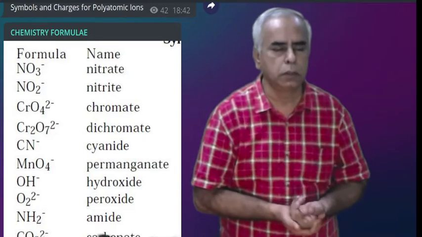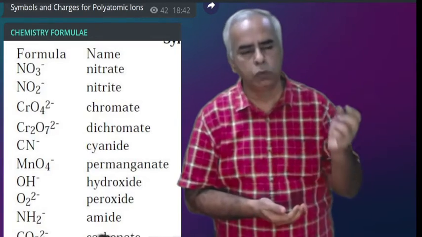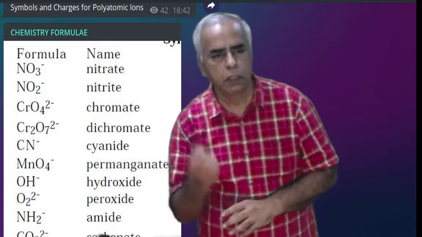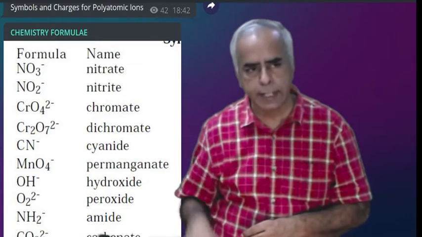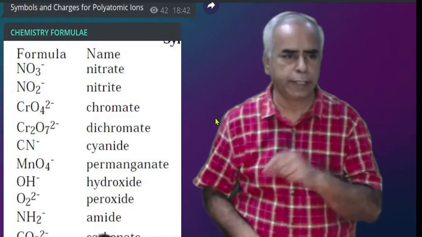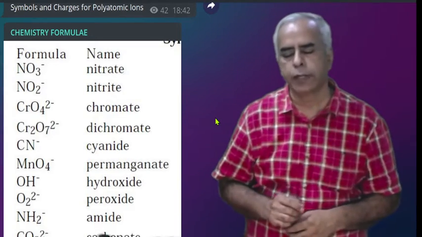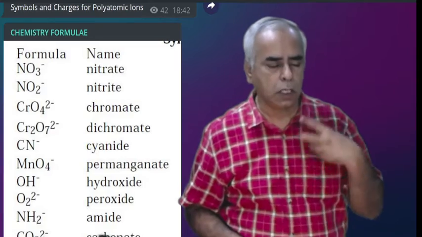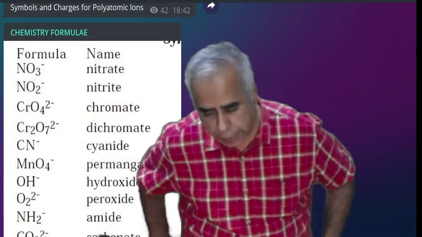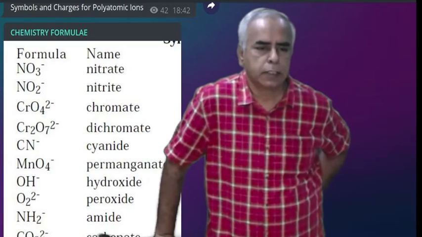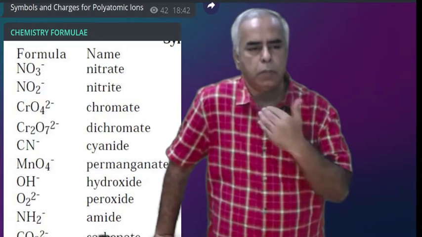Now sometimes you can have polyatomic cations and anions. Now we are looking at the polyatomic anions. NO3 minus is nitrate. Then what about nitrite? It is NO2 minus. Then CrO4 2 minus is chromate. Then Cr2O7 2 minus is dichromate. And similarly we have cyanide, CN minus, and permanganate, MnO4 minus.